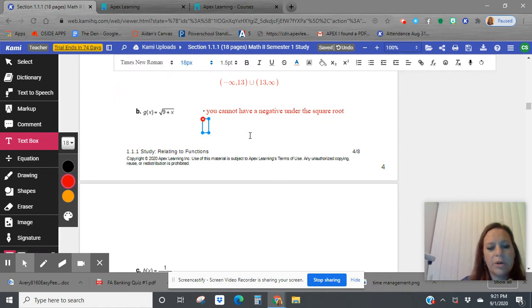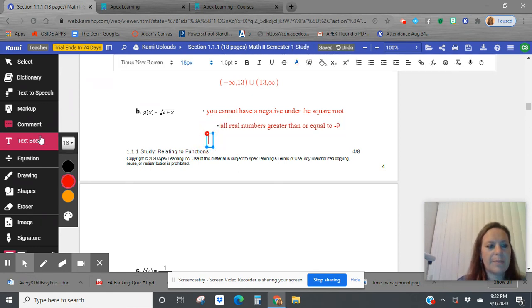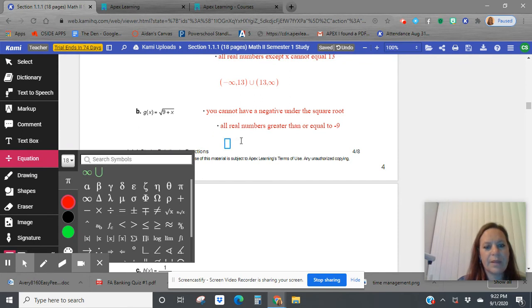So in words, it's all real numbers greater than or equal to negative 9 would be okay, but we need to write this in interval notation. So I'm going to go to the equation. I'm going to say, all real numbers greater than or equal to negative 9. So I'm going to say closed bracket negative 9 to infinity.